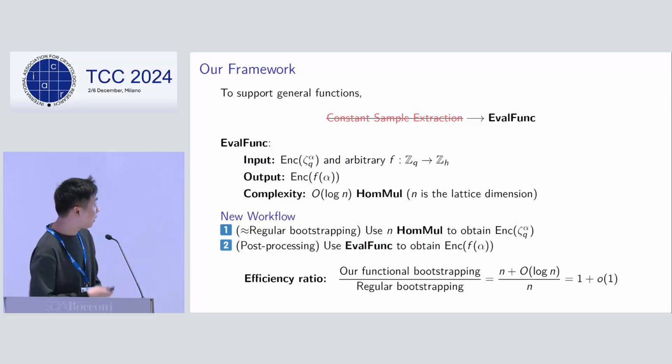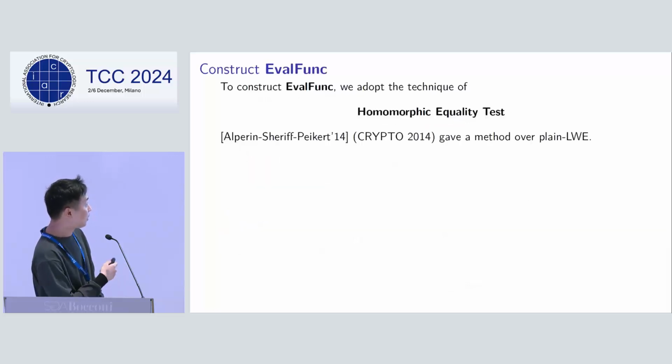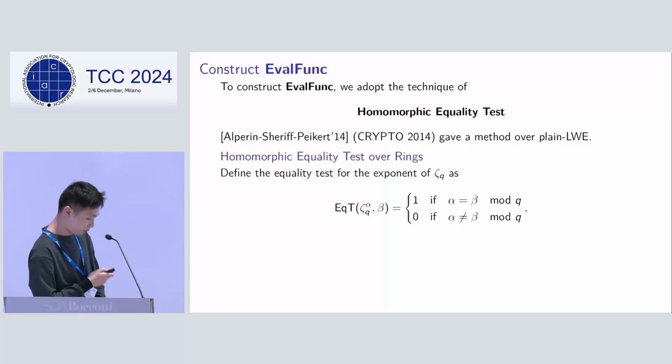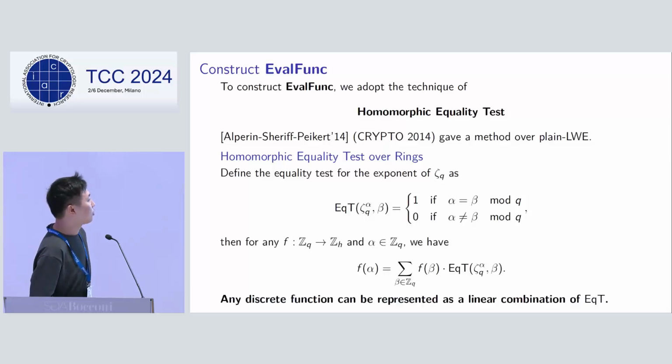To construct EvalFunc, we use the technique of homomorphic equality test. There's a method proposed in Crypto 2014 that works over plain LWE, but in this work, we focus on rings. If we define the equality test as this one, we find that any discrete function can be written as a linear combination of equality tests. So the problem is how to construct the equality test.